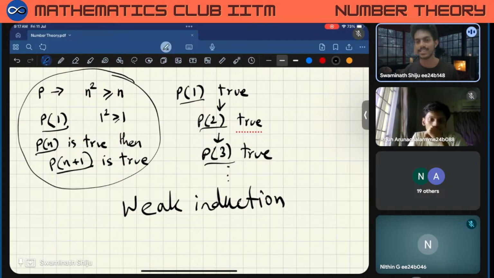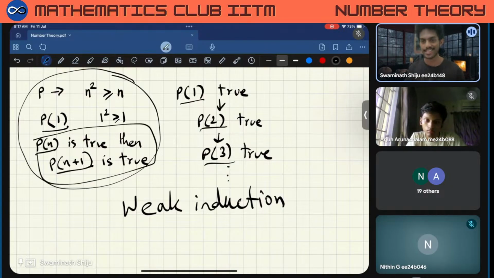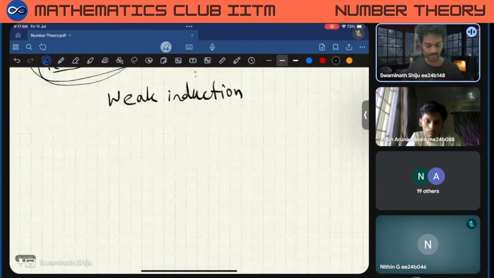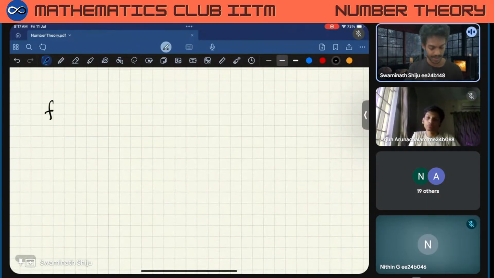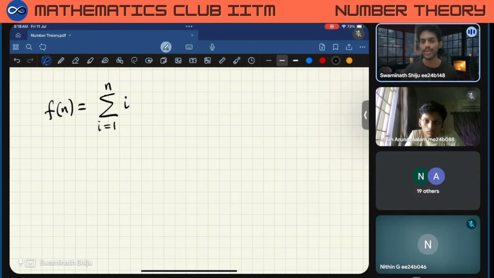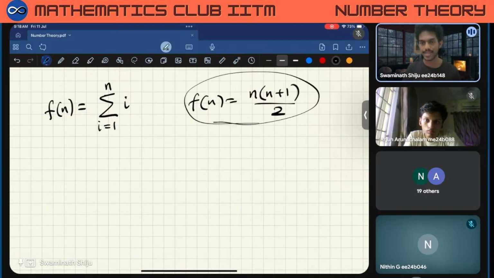It's called weak because the assumptions are weak, not because it's weaker than the other induction. There are two inductions. We'll solve a question with this. Assume I wanted to find f of n, equal to the sum of the first n natural numbers, so i runs from 1 to n. Now we already know this is n into n plus 1 by 2. Ignore that for now. Assume we don't know.